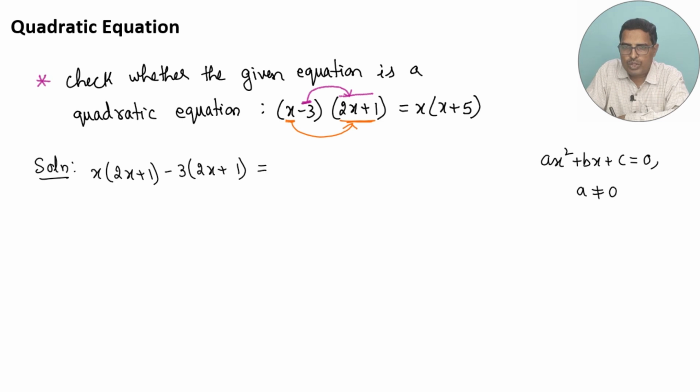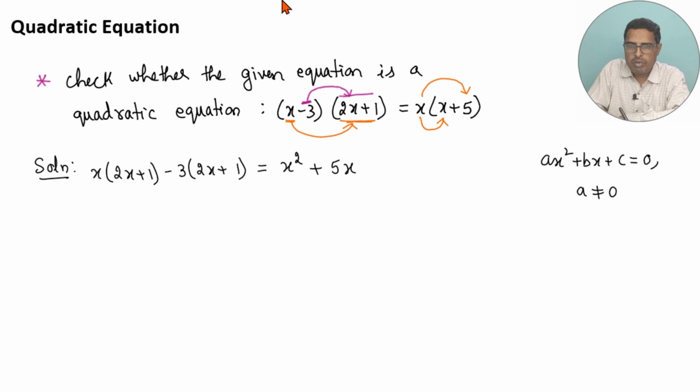and equals, on the right hand side, let us multiply this x with x. So x times x will be x². Then again multiply this x with 5. If x is being multiplied by 5, you will get a plus sign, so write down the plus sign. This 5 times x will be 5x.